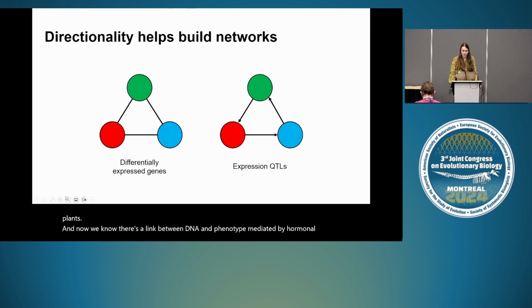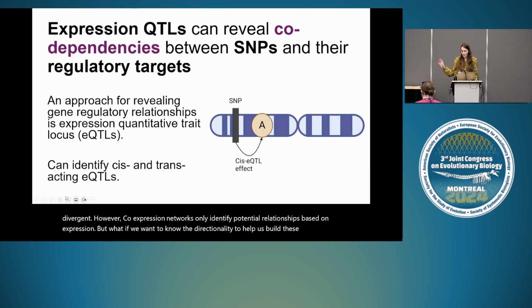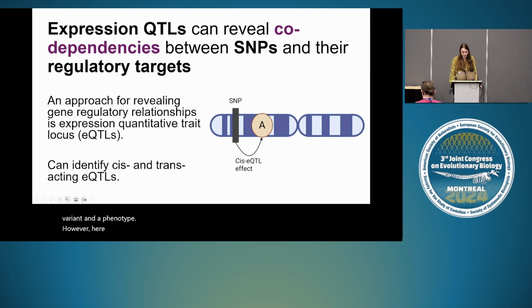However, co-expression networks only identify potential relationships based on expression. But what if we want to know the directionality to help us build these networks? So to help add directionality, we looked at expression QTLs. Like QTLs that you'd obtain from a genome-wide association study, eQTLs provide potential correlations between a genetic variant and a phenotype. However, here the phenotype is the gene expression.